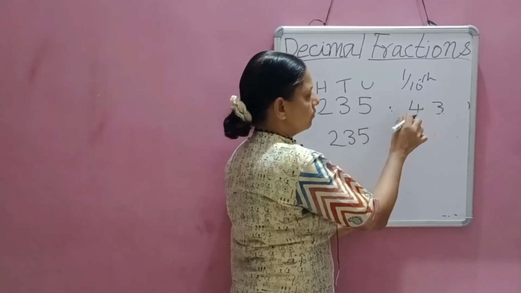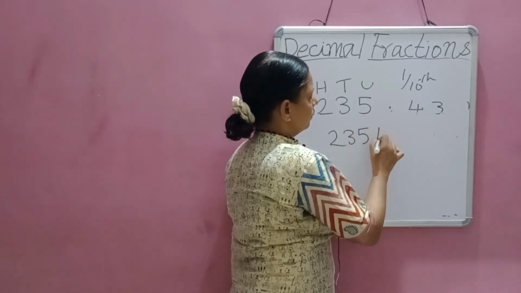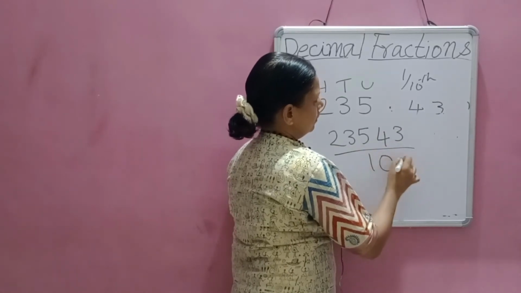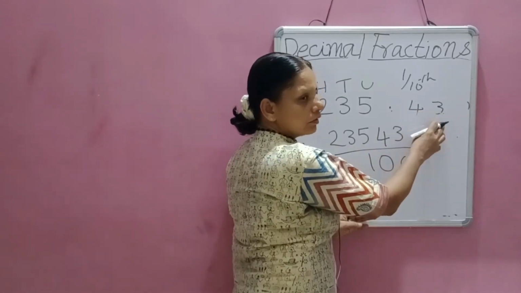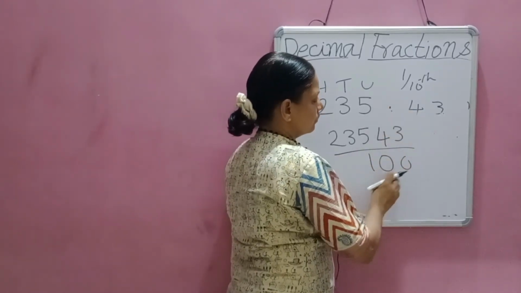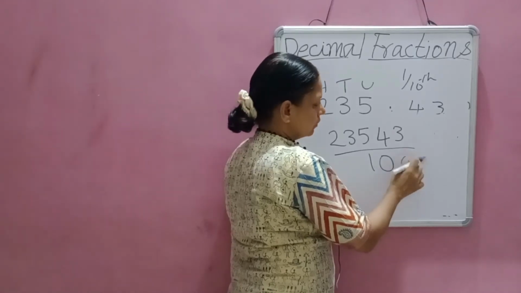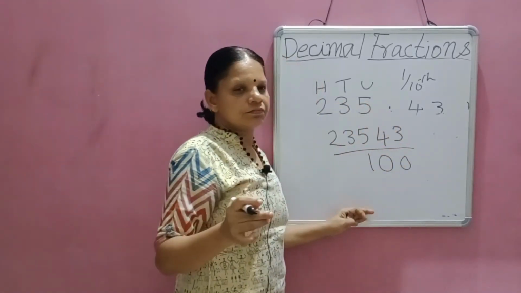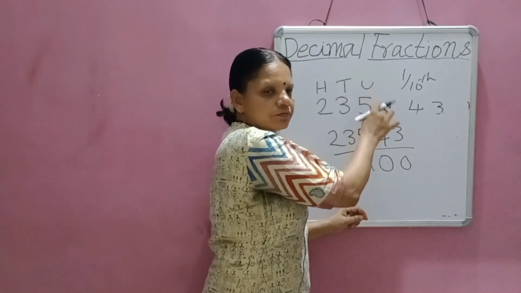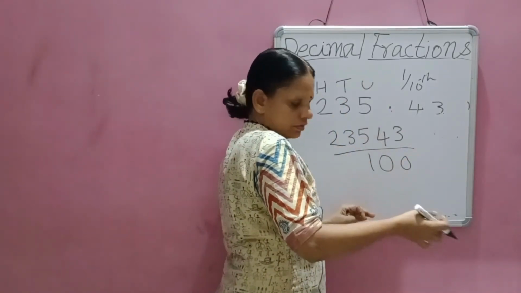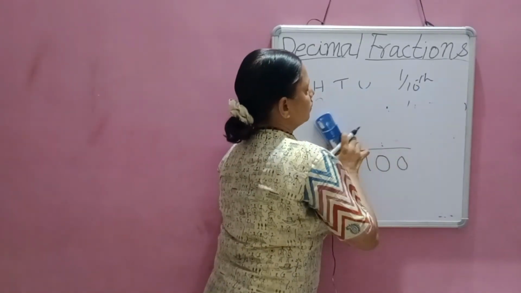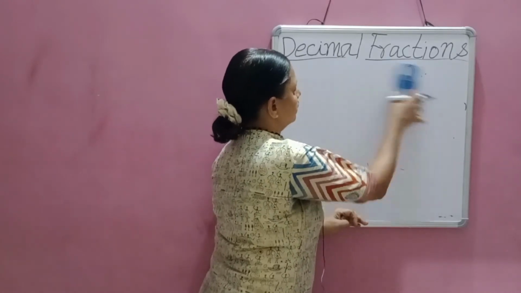235. Remove the decimal. 0.43 is 43 out of 100. How many digits are there after the decimal point? According to that, you have to put zeros. Clear now? If you remember this place value concept, you can do it easily. So we can convert the fractional form using the decimal point.